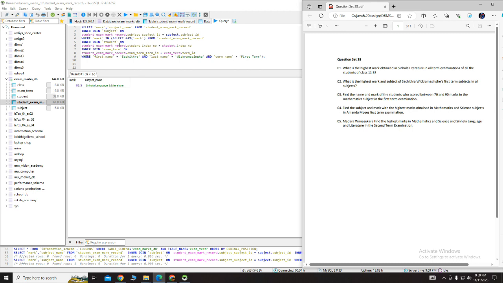And finally, after finding the max mark, we have said to find the mark and the subject name from the searched data. Here we have also inner joined the subject table to the student exam mark record. After executing this query, we get the following results.